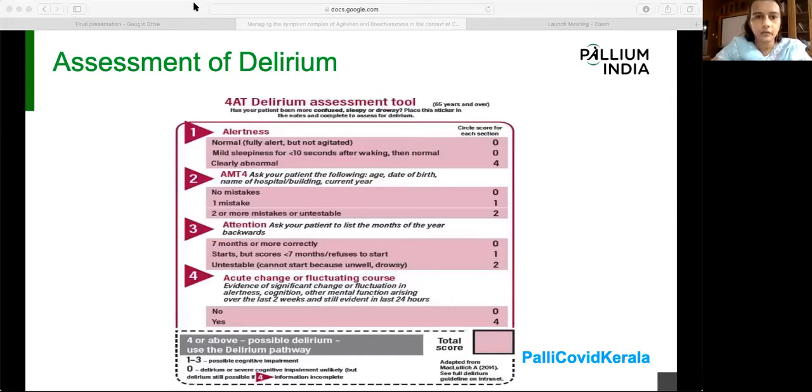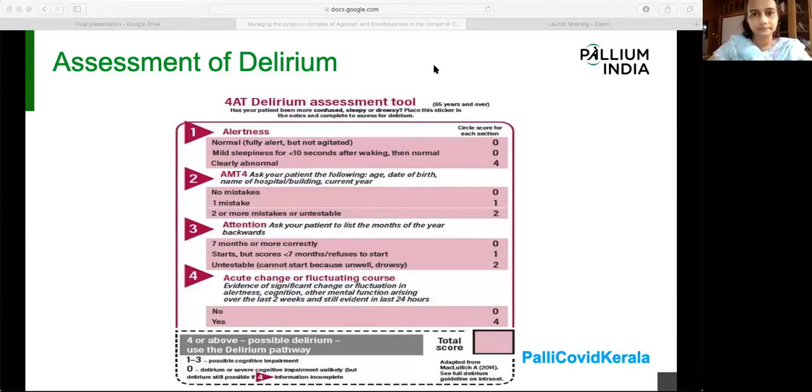So how do we evaluate the patient? There are lots of tools available to assess for delirium. We have suggested a simple tool in our ebook, and I'm going to explain how to use that. Again, it might not be appropriate in our scenario. Always use it if it's appropriate for your patient. But this is the simplest tool that you can use to assess a patient quickly for delirium in our scenario.